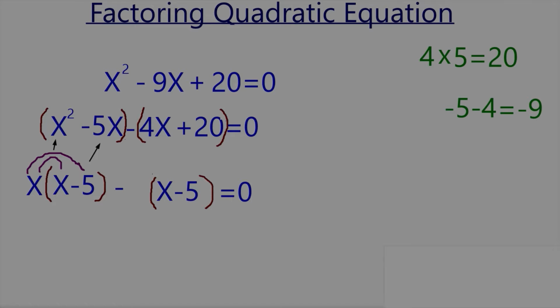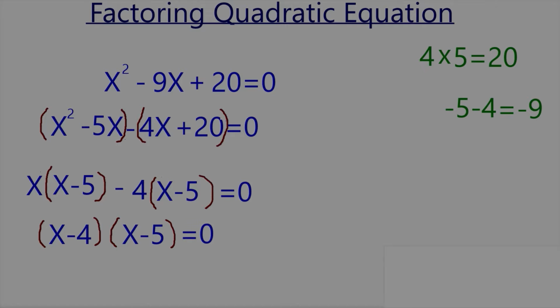For the second bracket, we need to place a 4 outside the bracket, to be multiplied by everything inside the bracket. 4 times x gives 4x. 4 times 5 gives 20. We need to focus on the terms outside the bracket. We write x minus 5 in brackets, multiplying by x minus 4 in brackets. And now the last step is to make the equation equal back to 0.